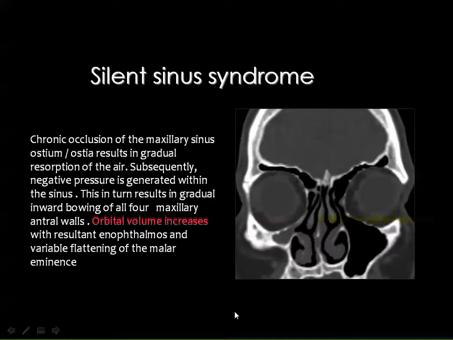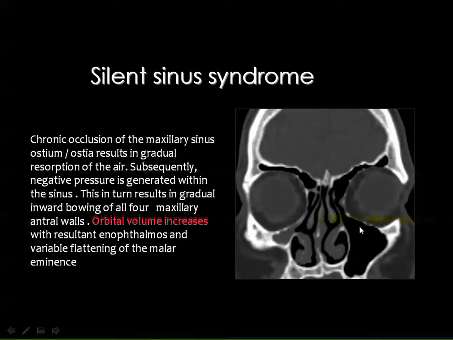Then this disease is known as silent sinus syndrome, which is the sequela of chronic occlusion of the maxillary sinus ostium, which will result in gradual resorption of air and subsequently negative pressure within the sinus. This will result in progressive loss of volume of the sinus itself, and at that time it will be totally opaque.